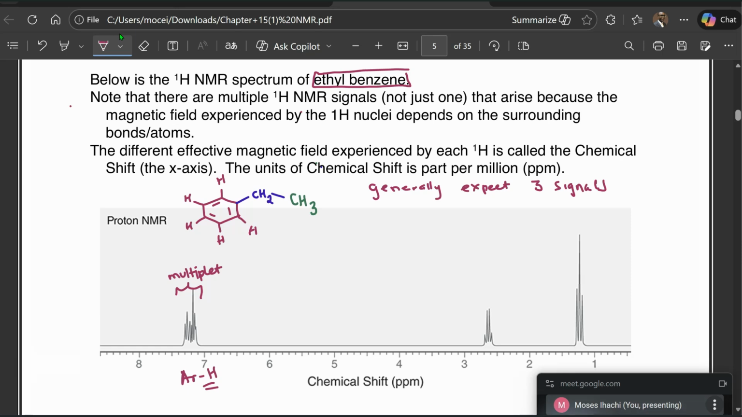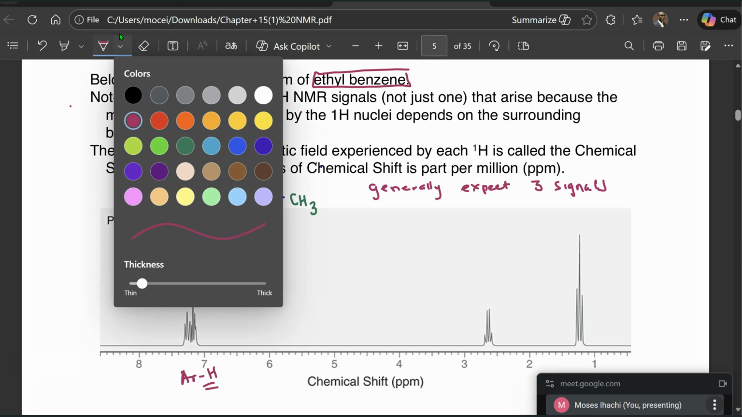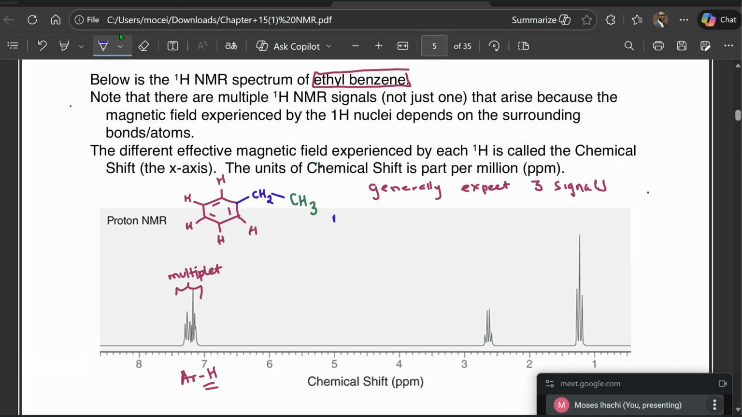Now, CH2 and CH3 don't have the same chemical environment, because on the left, the CH2 sees the phenyl ring. On the right, it sees the CH3. The CH3 only sees the CH2, it does not see the phenyl ring. It's farther away. Which is why you get the 2 signals. But now, let's explain how to get these 4 and 3 fingers. There's a rule called M equals N plus 1, where N is the number of neighboring hydrogens.